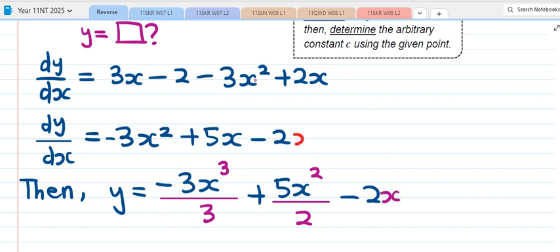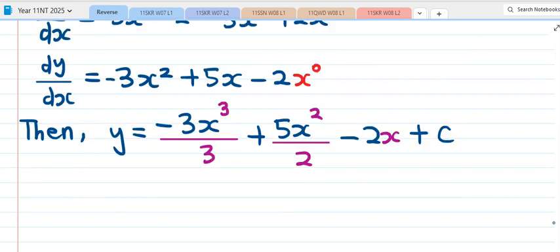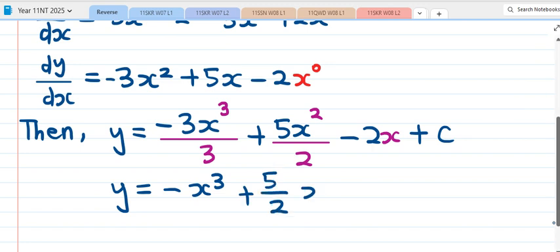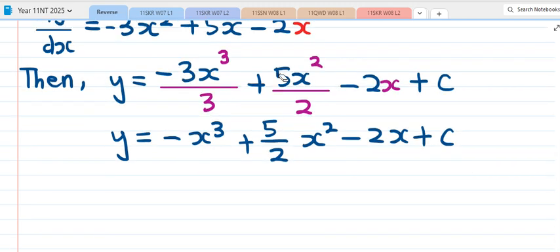Okay, just to recap. For any constant, you can actually just include x in the end, and then you have a plus c. So here, if we simplify this before we find the constant, you will have y equals negative x cubed plus 5 over 2 x squared minus 2x plus c. So here we have to find the constant in order to complete the equation of the curve. To find c, we have to do substitution.